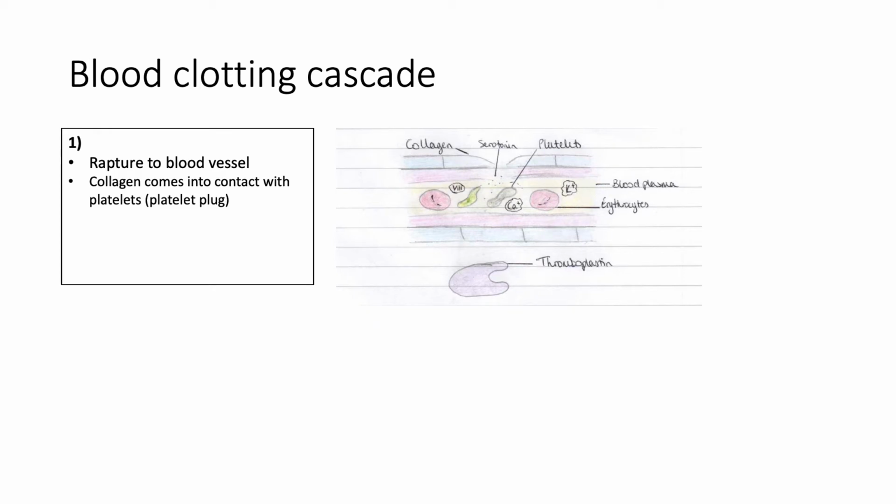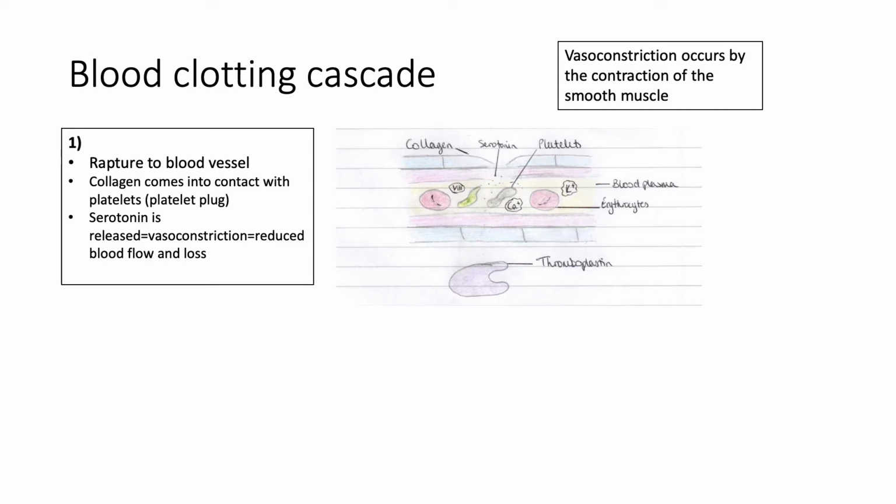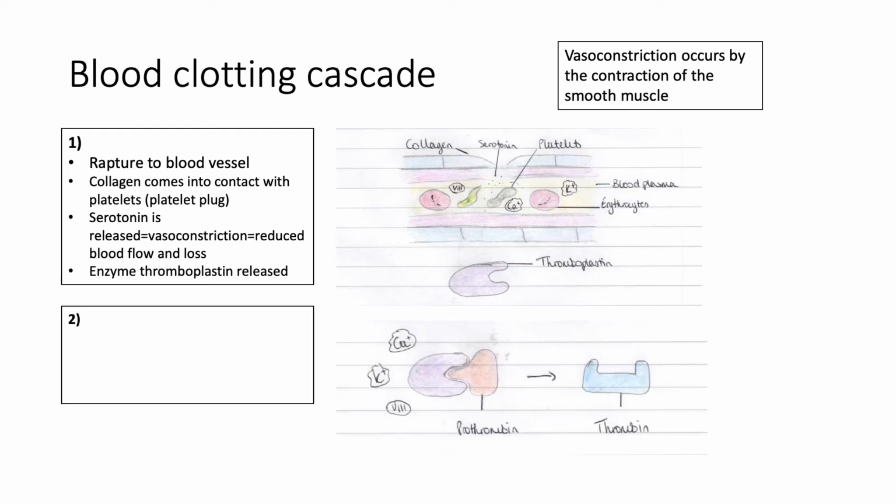Phase 1 of the blood clotting cascade is when the blood vessel ruptures. This exposes the collagen to the platelets, forming a platelet plug. As a result, serotonin is released, which causes vasoconstriction, where your smooth muscle contracts, and therefore it reduces the blood flow and blood loss. The enzyme thromboplastin is also released.